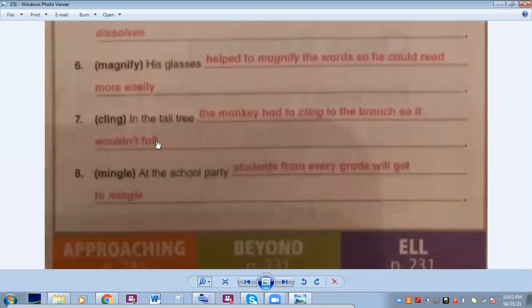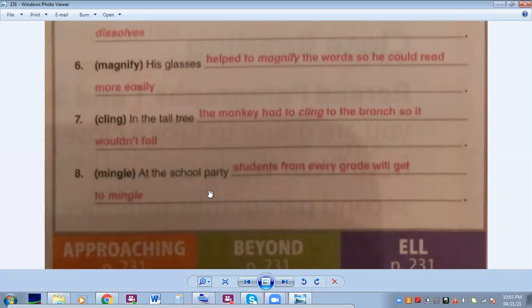Next we have cling. Remember, cling means to stick closely to something, like glue. In the tall tree, the monkey had to cling to the branch so it wouldn't fall. So he held on like glue to the branch so he didn't fall down.